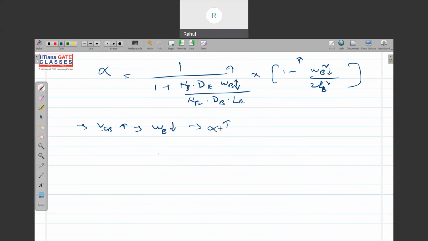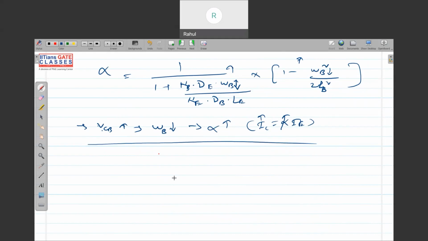Since my current gain alpha is increasing, my collector current also will increase, because IC is equal to alpha into IE. Since alpha is increasing, my IC also will increase, right? So that is why, mathematically or quantitatively, we can prove that if my base width is decreasing because the collector to base reverse bias is increasing, then my alpha increases, so my collector current also increases. This is nothing but your base width modulation. Okay, this completes your discussion of base width modulation.